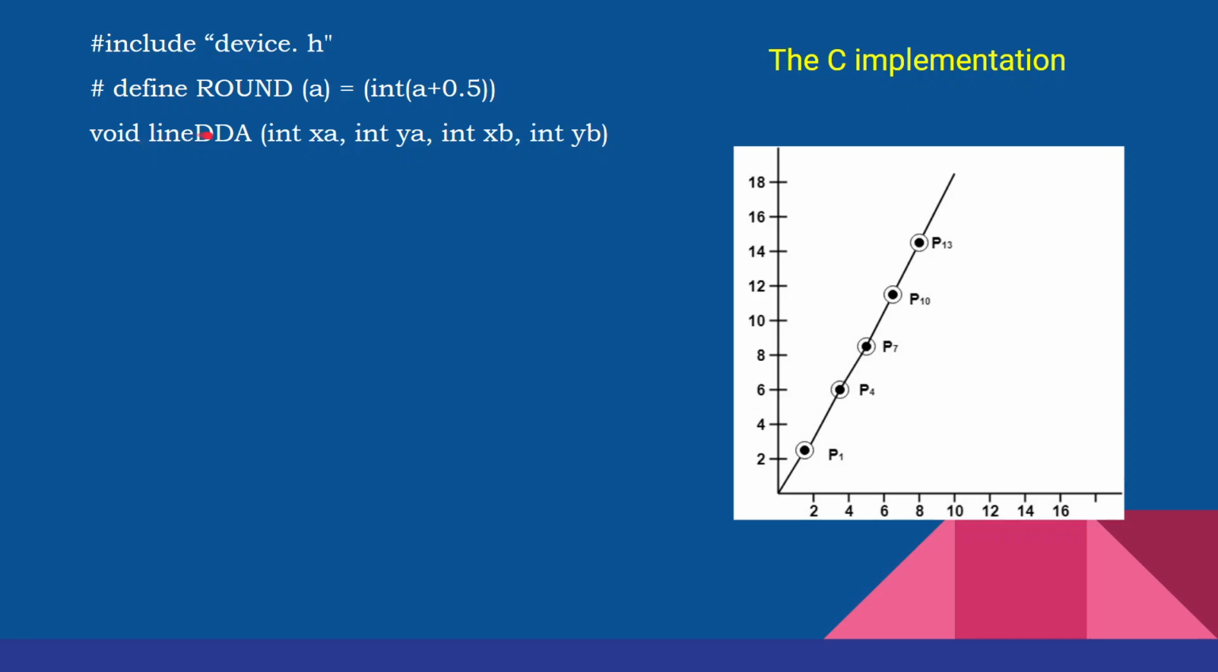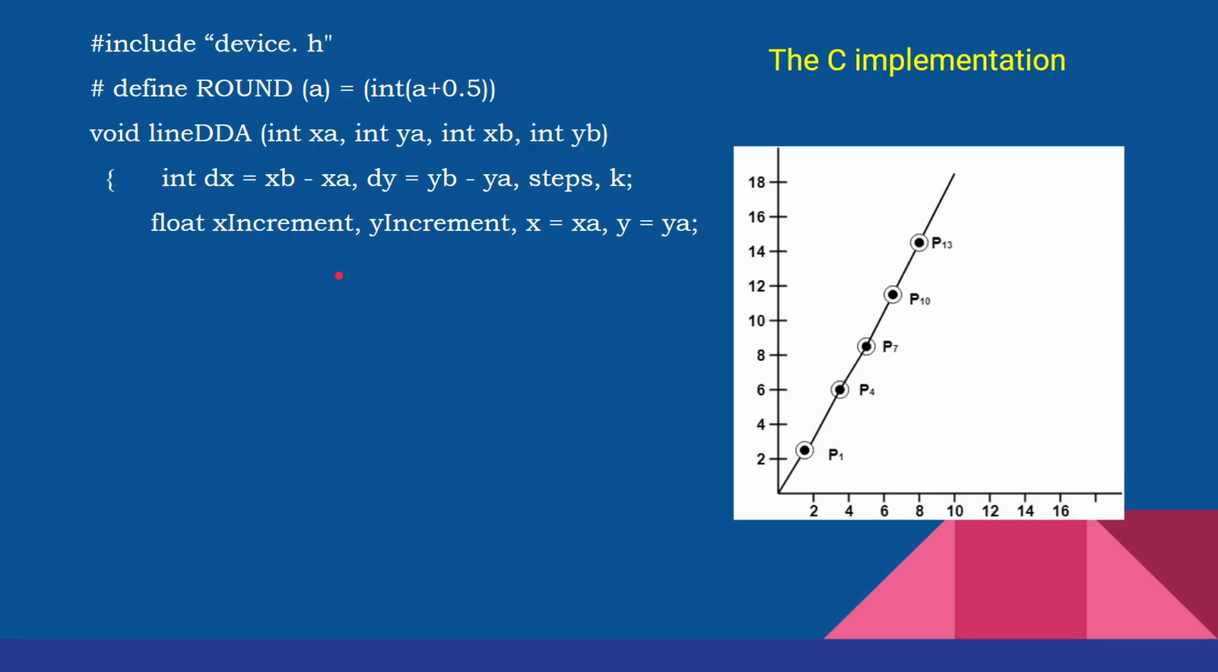Void lineDDA is the algorithm name. Int xa, ya, xb, yb are the parameters that are passed from the starting point x1 comma y1 and ending point x2 comma y2. And then we are calculating the difference: dx is xb minus xa and dy is yb minus ya. The difference between the x value and the y value is given. And the steps we are going to use in the algorithm, and k is also the variable used in the for loop.